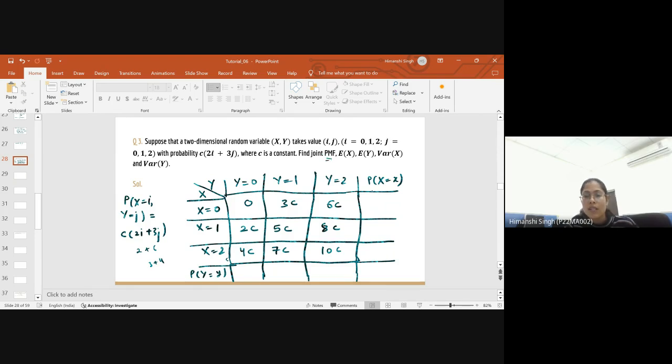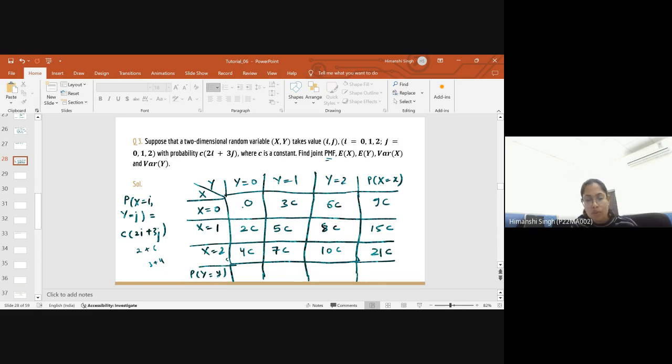Now, what will be the marginals? Because in order to find the expected value of X, we need the marginal distribution for X. Probability of X equals 0 will be the sum of this row, so it will be 9c. Probability X equals 1 will be the sum of this row, so it will be 15c. And probability X equals 2 will be the sum of this row, so it will be 21c.